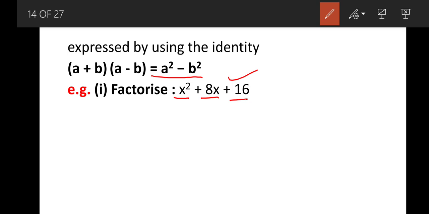In identity number 1, we have a positive sign. That is, identity number 1 is (a plus b) whole square is equal to a square plus 2ab plus b square. We have a positive sign. So, we are supposed to use identity number 1. We cannot use identity number 2. Why? Because if it would have been a minus sign there, then we would have used identity number 2. And so, we are supposed to use identity number 1.